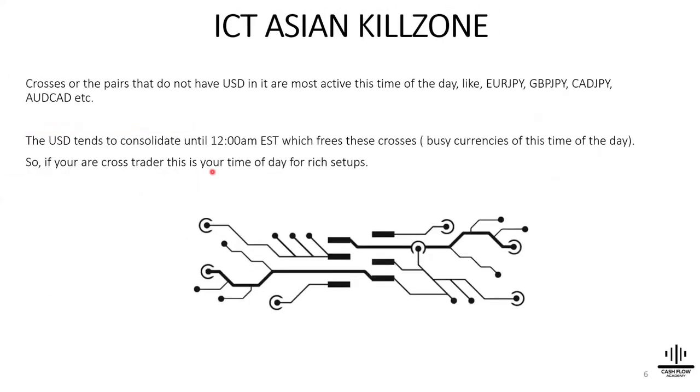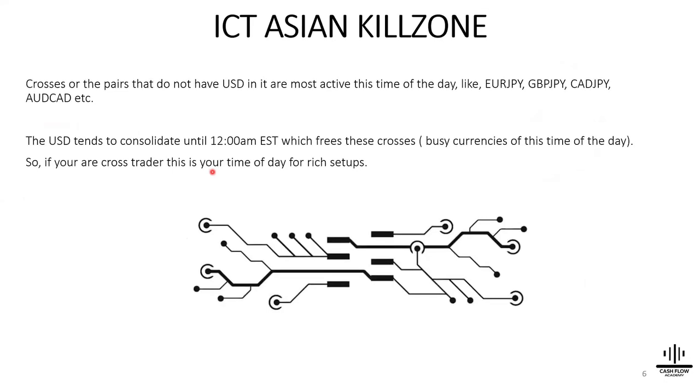Crosses, or the pairs that do not have USD in them, are most active this time of the day, like the Euro Yen, British Pound Yen, CAD Yen, Australian Dollar CAD. So these pairs that do not have the USD are the ideal pairs to trade for this time window. The USD tends to consolidate until 12 a.m. Eastern Time, which frees these crosses, that is, the busy crosses of this time of the day. So if you are a cross trader, this is your time of day for trade setups.